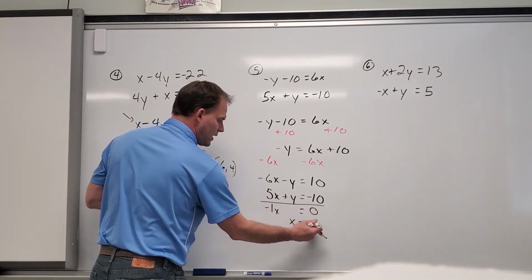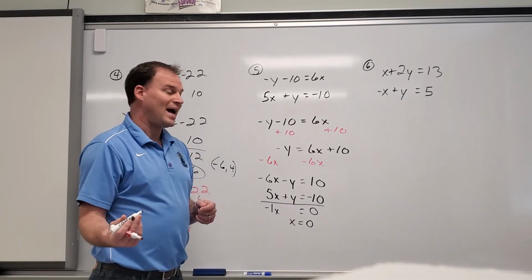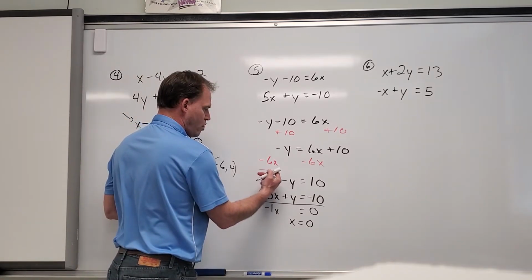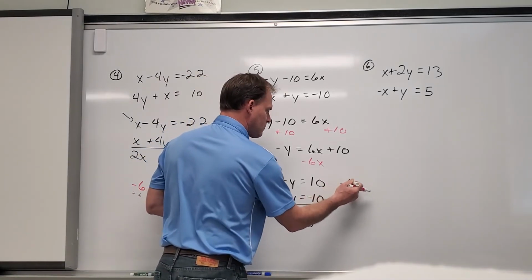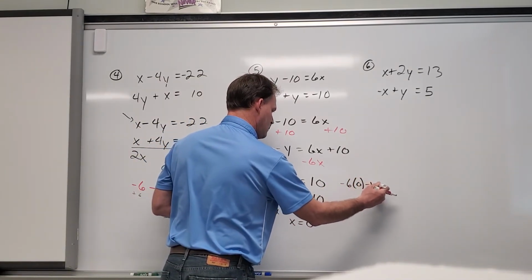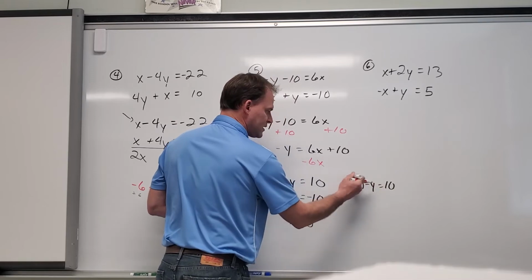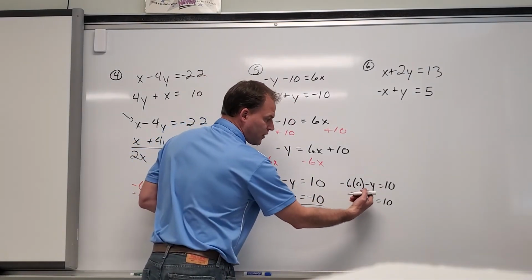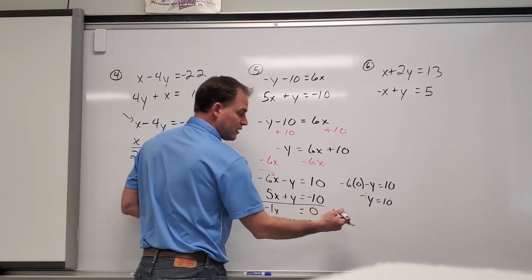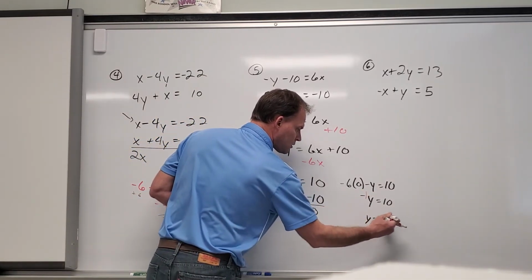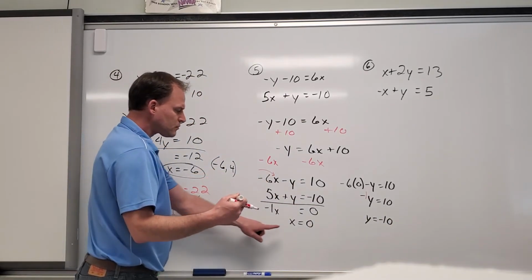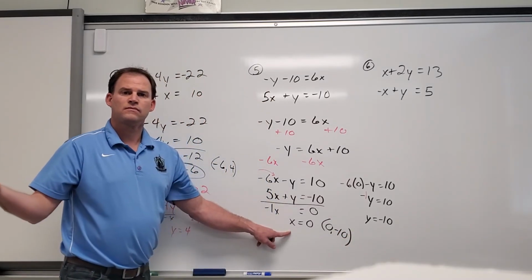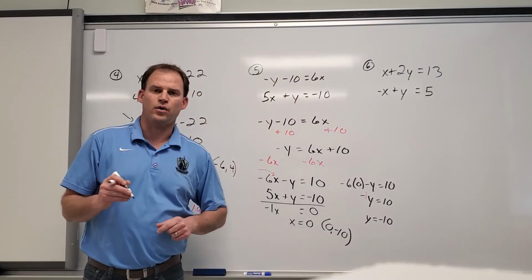Divide by negative 1, x is 0. Plug it back in. So I'm going to plug it back in right there. That's 0. Don't forget, to get y by itself here, I have to divide by that invisible negative 1 to get negative 10 for the answer. So it's 0, negative 10 for my answer. Try and do that one on your own.